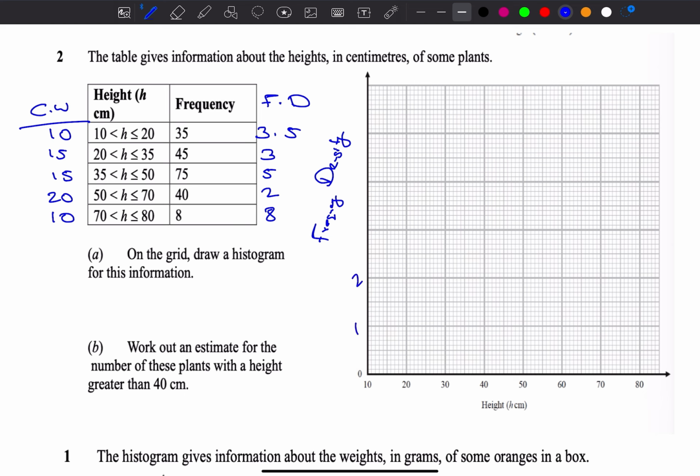So you want 1, 2, 3, 4, 5. No, it doesn't go up to 8. Sorry, 8 divided by 10 is 0.8. My bad. Okay. So 10 to 20 is 3.5. Then 20 to 35 is 3. 35, okay, this is 35 here, remember. Then 35 to 50 is 5.